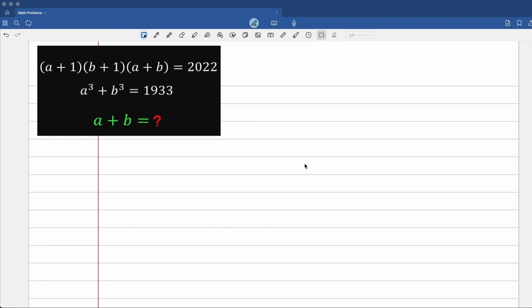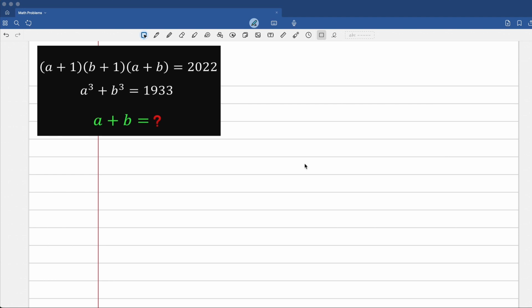What we have is another abstract algebra problem, very similar to what we did last week. If you haven't seen last week's video, please do check it out. But let's get to this. We have two variables, a and b. You need to find the sum of them, but you're not given it directly. Instead, you're given two equations. One is (a plus 1) times (b plus 1) times (a plus b) is 2022. The other one is a cubed plus b cubed is 1933.